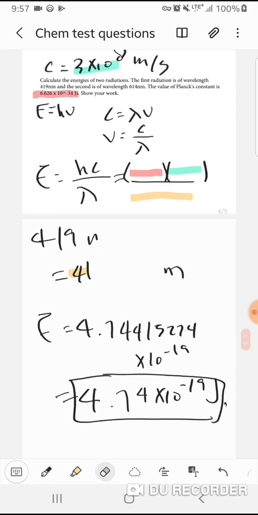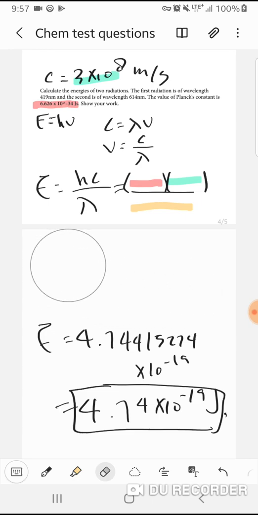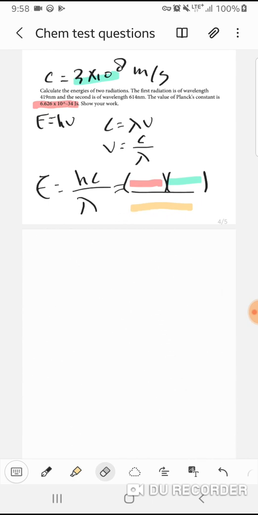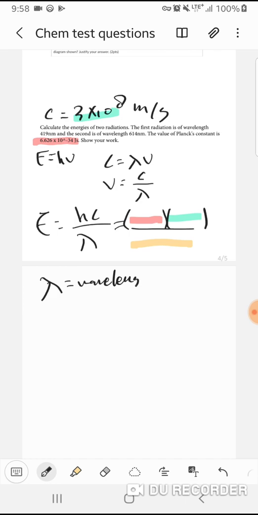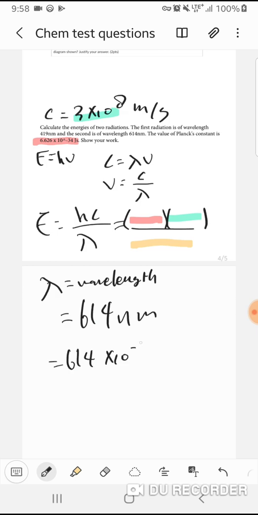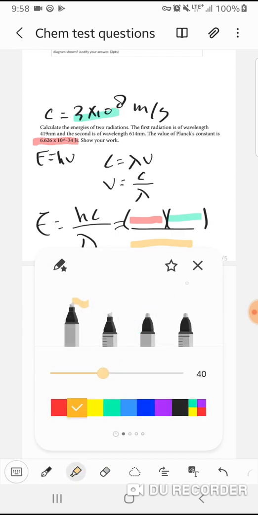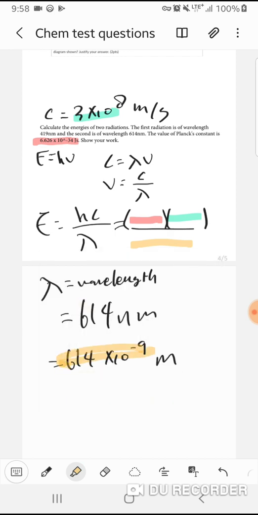Then our second energy. I'll just erase all of that, but these will still be the same. So our lambda, the wavelength, equals 614 nanometers, which equals 614 times 10 to the negative 9th meter. So that's our orange color.